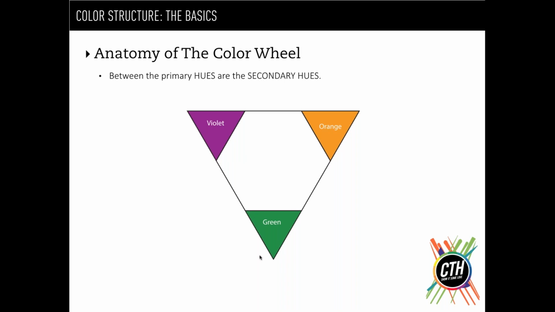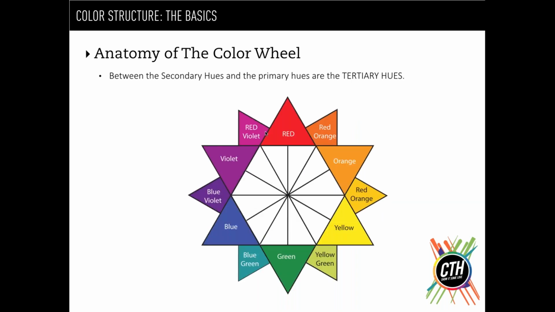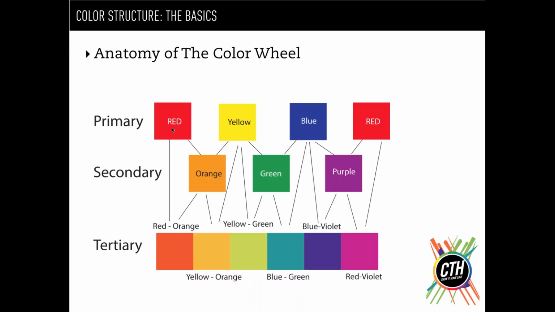If you mix a secondary and a primary, you get a tertiary. And in this way, we have a 12-step color wheel, which is going to be our useful tool for this first assignment. If you looked at it like a family tree, there's the grandparents and the parents and all the little grandkids.